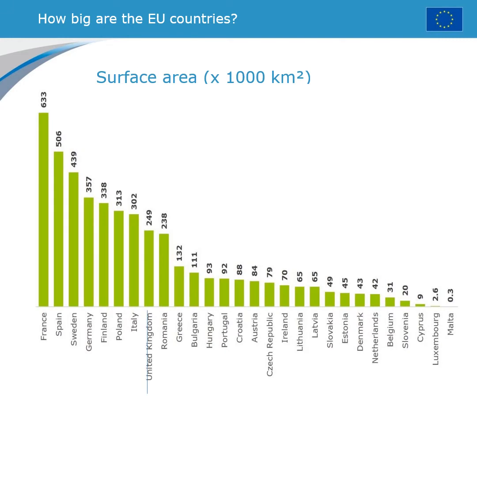Have a look at how big European countries are. The surface area in 1,000 square kilometers. France is the biggest country. Look at the left, and it's followed by Spain, Sweden, Germany, Finland, and so on. The United Kingdom has been crossed out. And at the right side, you see the smallest European country, the island of Malta in the Mediterranean, tiny Luxembourg, Cyprus, Slovenia, Belgium, and so on and so forth.